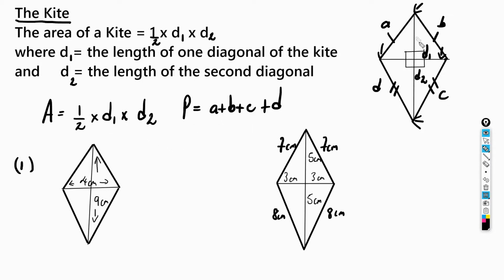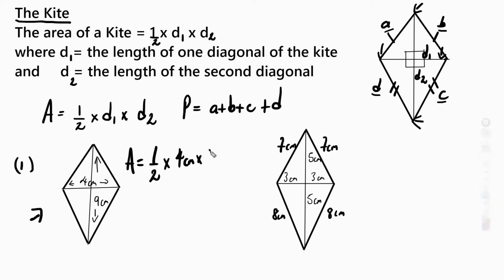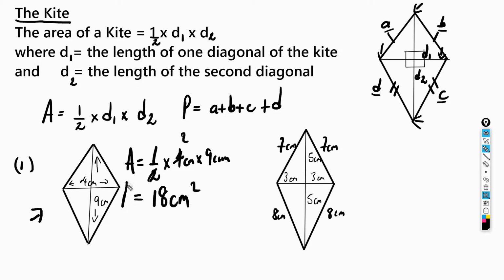And to find the perimeter, all you need to do is find the length of A, B, C, and D. And honestly, guys, I don't really see many questions with the perimeter for the kite. So this is pretty much all it is. So let's find the area for this kite in this example. Here we can see that the horizontal diagonal is 4 centimeters and the vertical diagonal is 9 centimeters. So all we're going to do is multiply a half by 4 centimeters multiplied by 9 centimeters. Now this 2 can go into 4 2 times, which would give us 1 times 2 times 9, which would give us 18 centimeters squared. And that would be the area of the kite. It's really simple, guys.